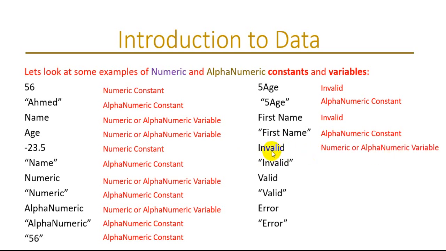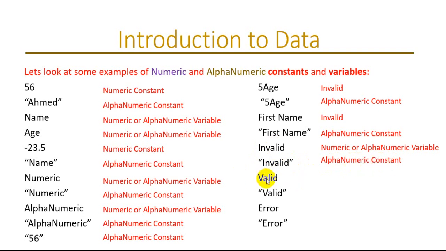So this will be considered a numeric or alphanumeric variable based on whether you put a number into that or an alphanumeric into that. If you put a number into this, it becomes a numeric variable. If you put an alphanumeric into this, it becomes an alphanumeric variable. Again, if you put that same thing, invalid, within double quotes, it becomes an alphanumeric constant. So like I told you earlier, double quotes take the highest priority. The moment the double quotes are there, it's always an alphanumeric constant.